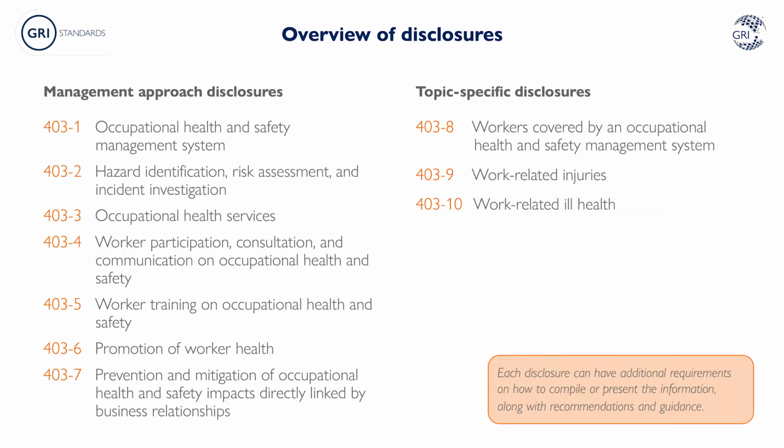Here you see an overview of all the disclosures included in the new GRI 403 Occupational Health and Safety Standard. There are 7 disclosures for an organization to explain its management approach towards occupational health and safety. And there are 3 topic-specific disclosures to report on key elements of performance and impacts. These include disclosures on the extent to which workers are covered by an occupational health and safety management system, and data on work-related injuries and ill health.